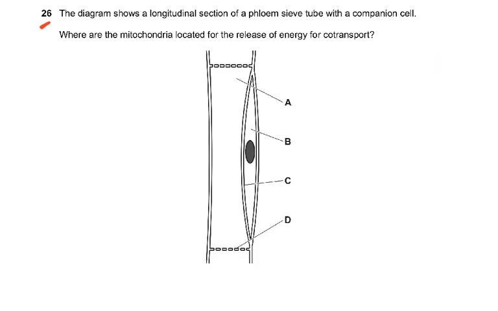Question number 26. The diagram shows a longitudinal section of a phloem sieve tube with a companion cell. Where are the mitochondria located for the release of energy for co-transport? Naturally, they would be in B. Why? Because you see, this is the companion cell. And in the companion cell, there is a large number of mitochondria for the co-transport. Why? Because H ions have to be pumped out and then H ions diffuse back and bring along with them sucrose.